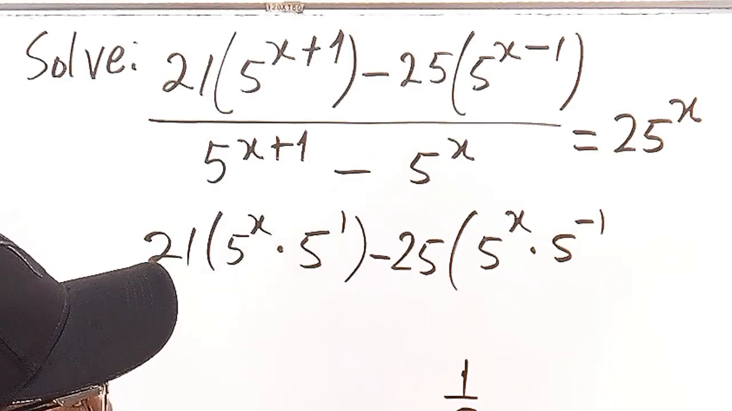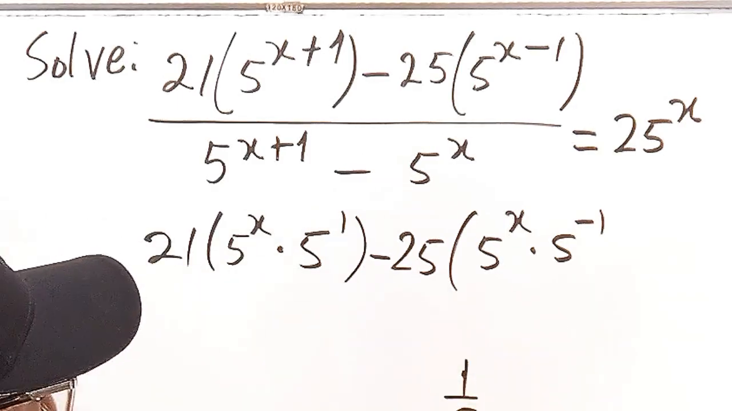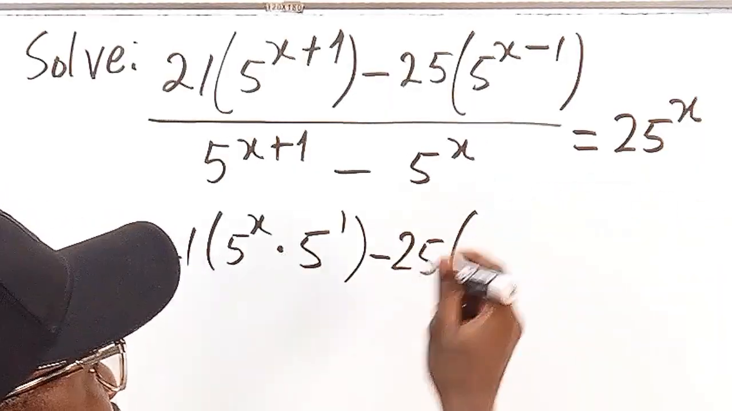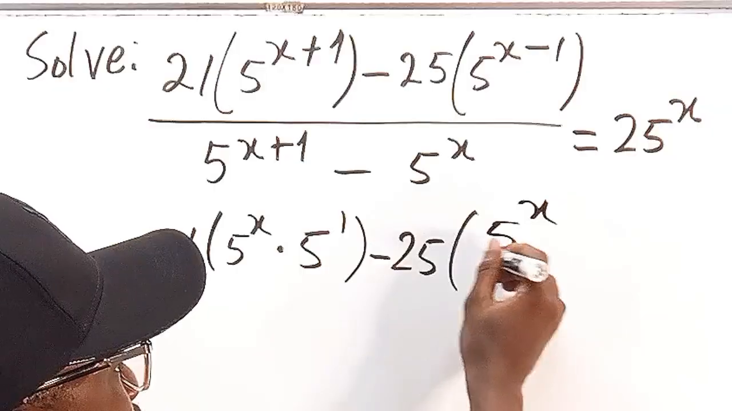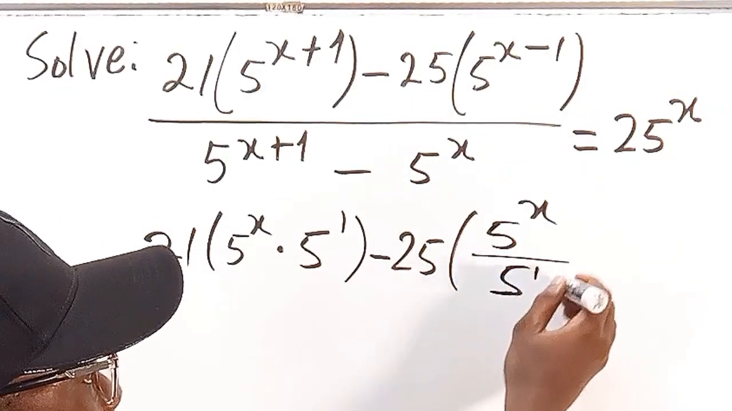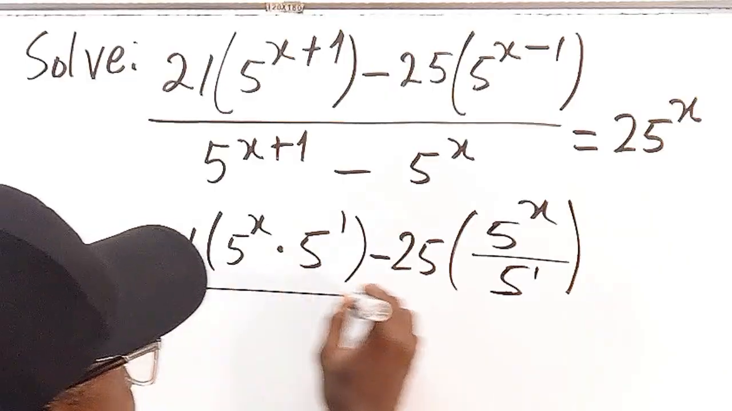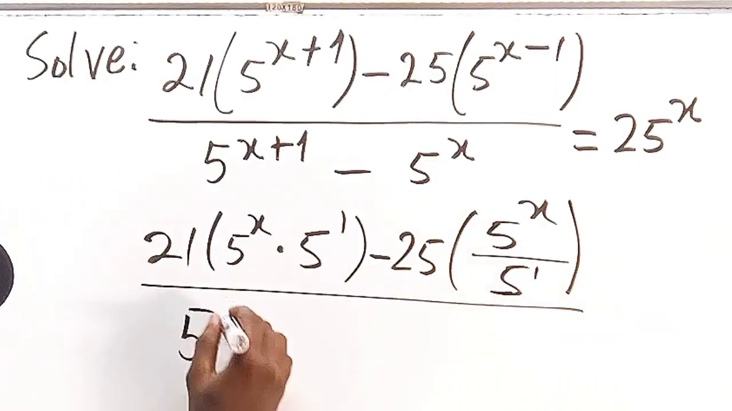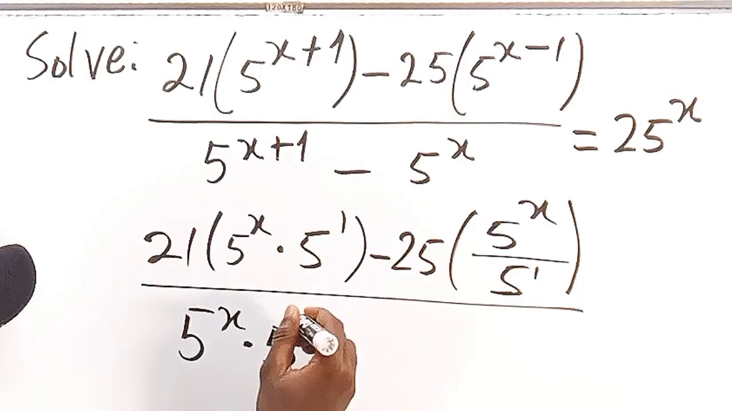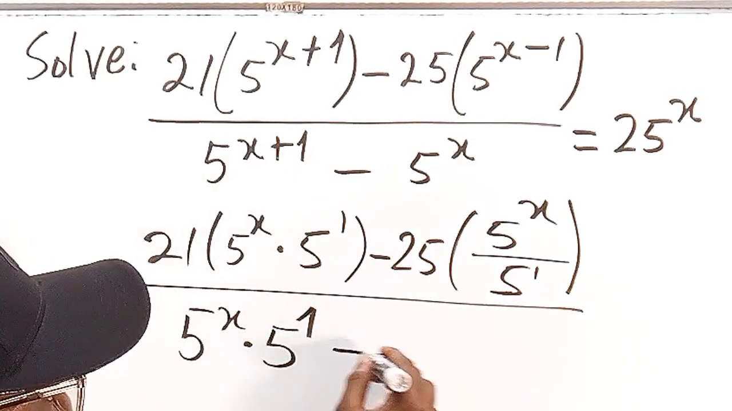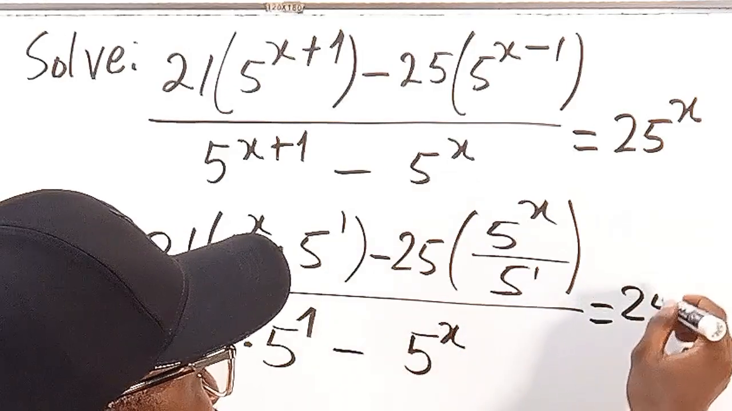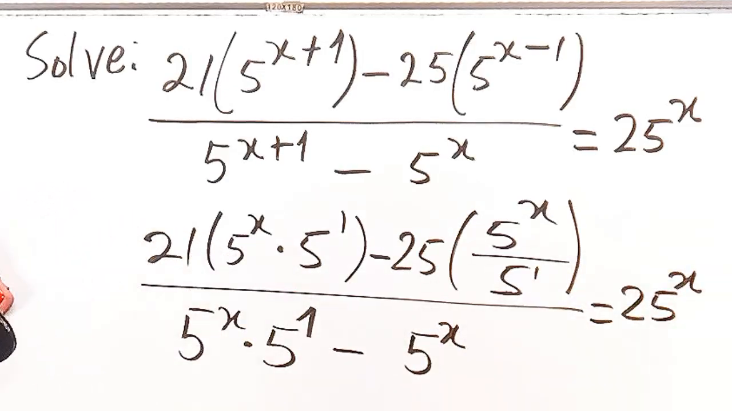Understood? So that is telling us that we can rewrite this one here as 5 to the power of x divided by 5, all right, to the power of 1, then all divided by 5 to the power of x multiplying 5 to the power of 1. Understood? And minus 5 to the power of x. So everything equal to 25 to the power of x.